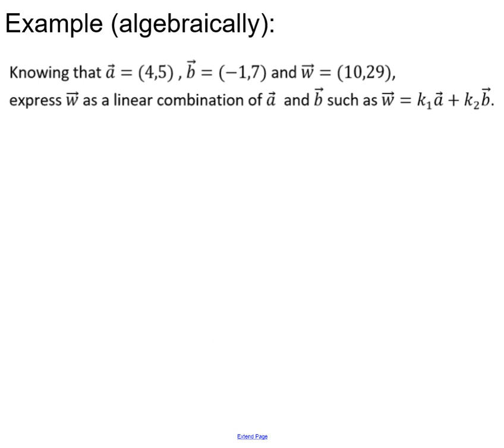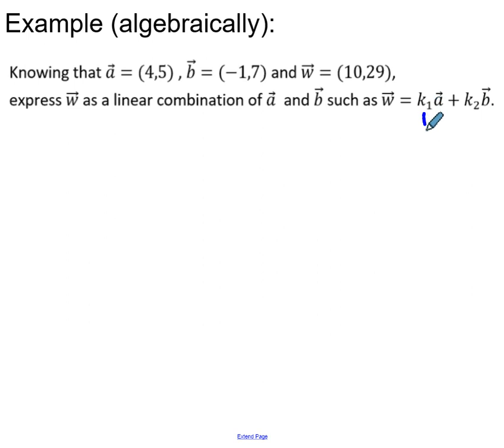Sometimes they will ask you to find how many times each vector goes into your final linear combination. So for example, if you know that A is 4, 5, B is minus 1, 7, and W is 10, 29, how can you express W as a linear combination of A and B, such that W is K1 times A plus K2 times B?